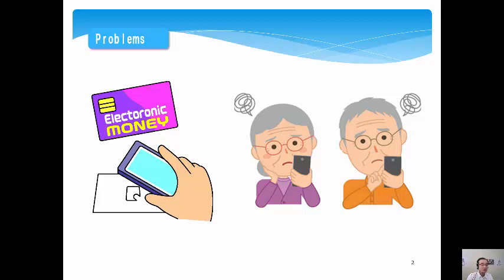But we have some problems using mobile payment, especially for elderly people, because they are not used to digital cash, including mobile payment, because they are used to using real cash. So they don't feel they are using real money if they use mobile payment. That's the problem with mobile payment.